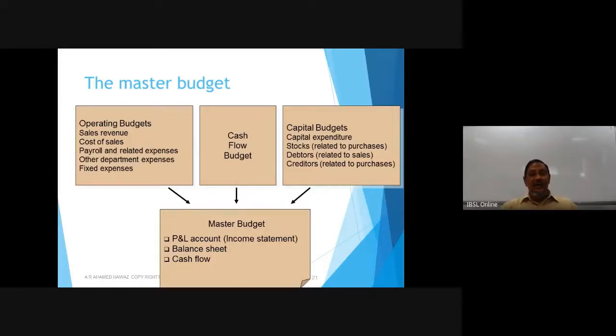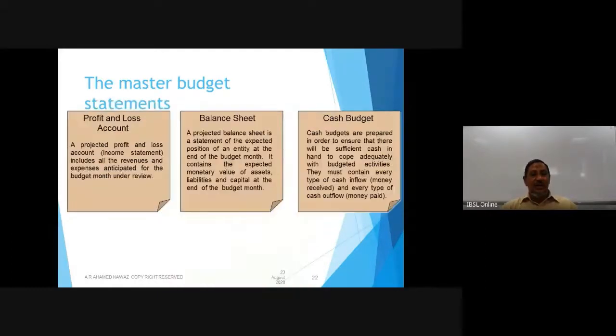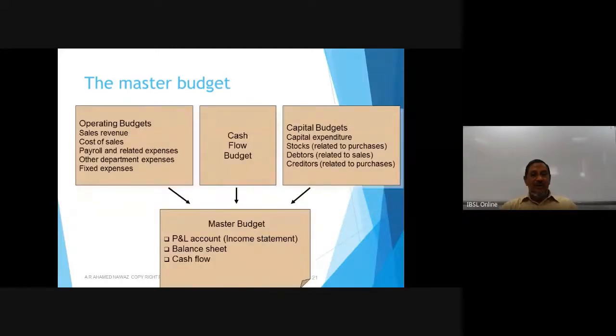What is there in the P&L portion of the account? It is the operating budget: sales, revenue, cost of sales, other expenses, other department expenses, fixed cost. Then capital budgets: what is capital expenditure? Purchasing of raw materials, stocks, debtors when they are related to sales, creditors related to purchases. These are capital items, capital expenditure.